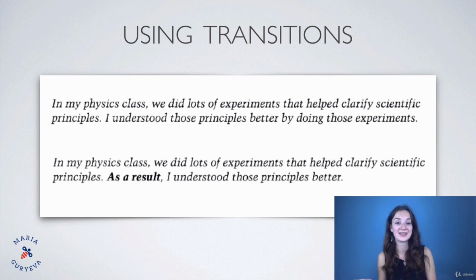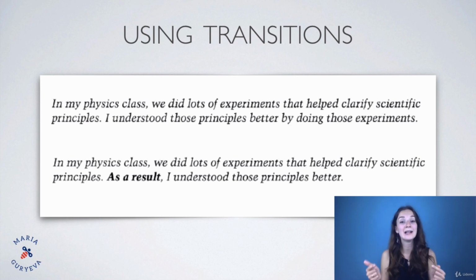Let's have a look at another thing which adds coherence to our text. It is transitions. So the transitions are those words which help us connect the sentences with each other. For example, we have these 2 sentences. In my physics class, we did lots of experiments that helped clarify scientific principles. I understood those principles better by doing those experiments. So here it is better for us to use a transition, which can actually help us to make these 2 sentences shorter and also make it better connected.